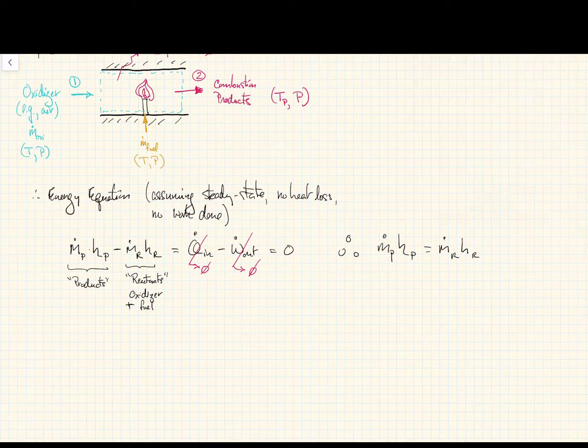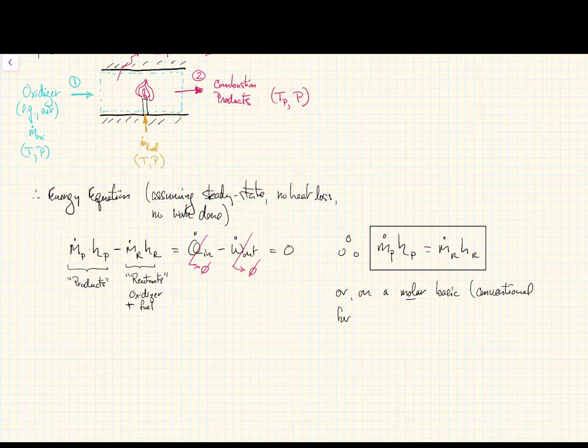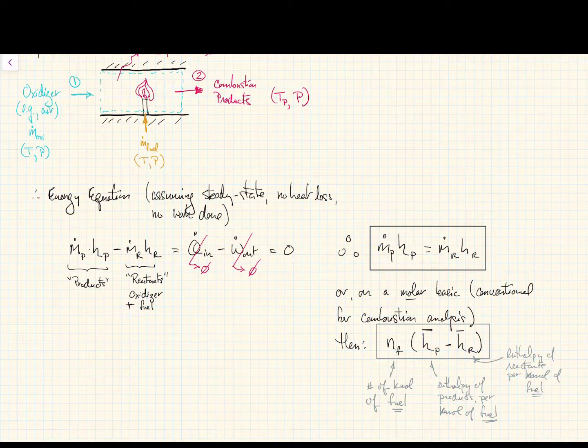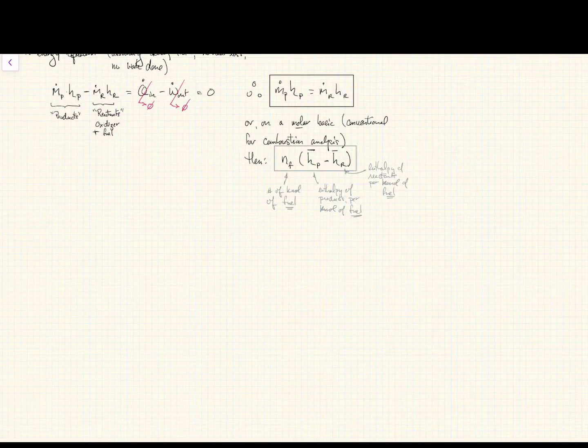Typically, though, we're going to put that on a molar basis for this chemical analysis of the combustion process, and that's really where the adiabatic flame temperature equation comes from. So, unlike the mass flow rate, we're going to look at the number of kilomoles of fuel that we have, times the enthalpy of the products on a per kilomole of fuel basis minus the enthalpy of the reactants on a per kilomole of fuel basis. All that equal to 0. That should be an equivalent form for what we're talking about.